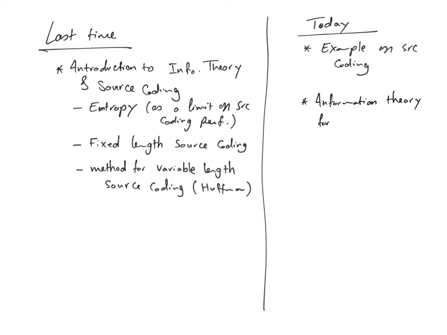for channel coding. We said that there are two branches of information theory. One deals with source coding, and we have discussed what we need to discuss in that branch. Today we will discuss the limits imposed on channel coding by information theory and what these limits mean. So that's another thing that we will do.